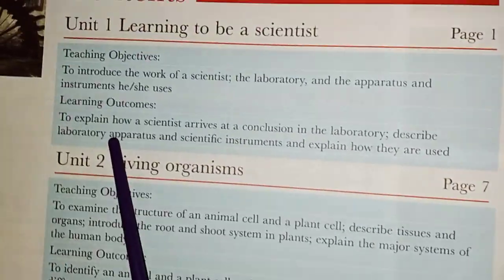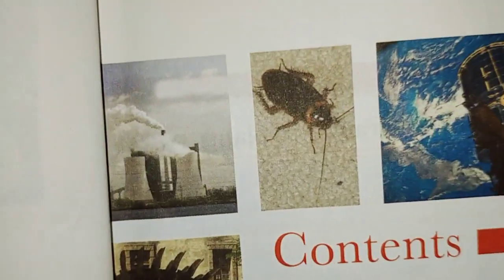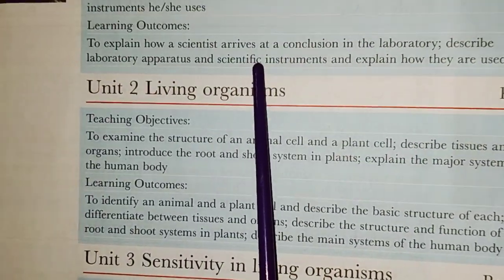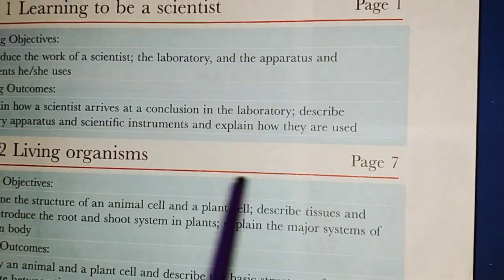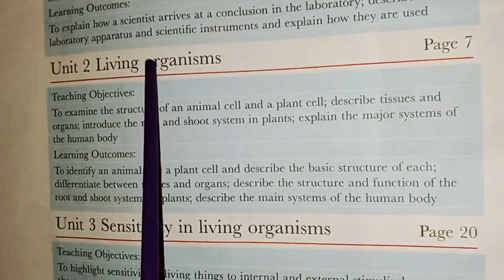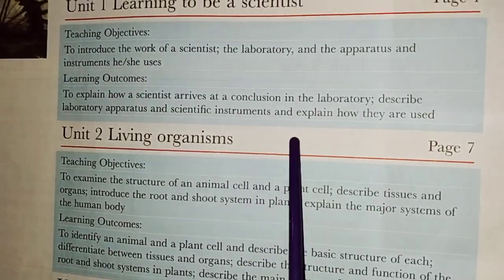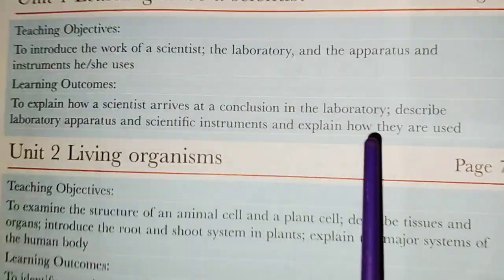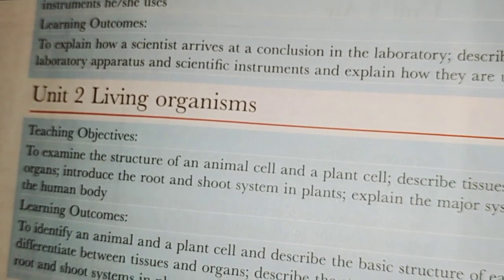Learning outcome: to explain how a scientist arrives at a conclusion in a laboratory. Describe laboratory experts and scientific instruments and explain how they are used.